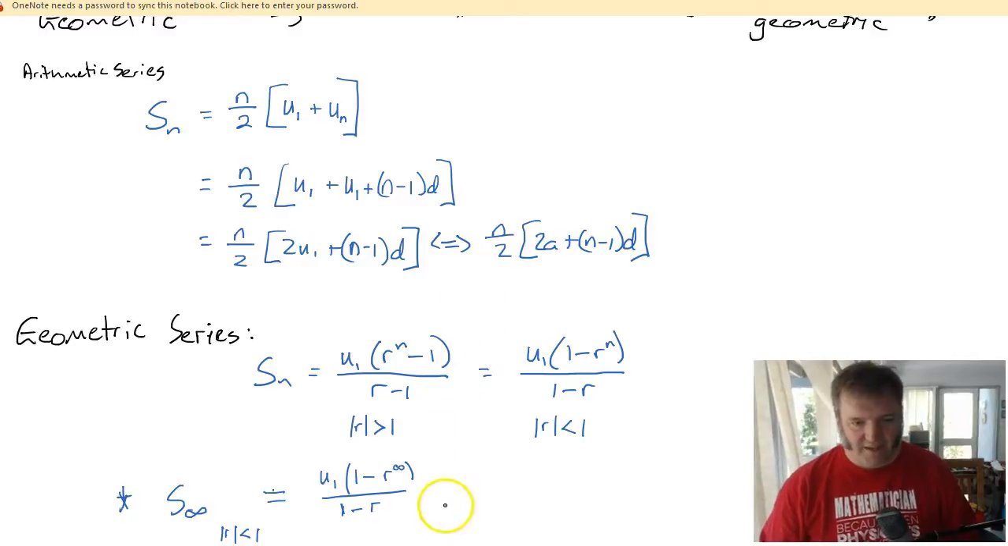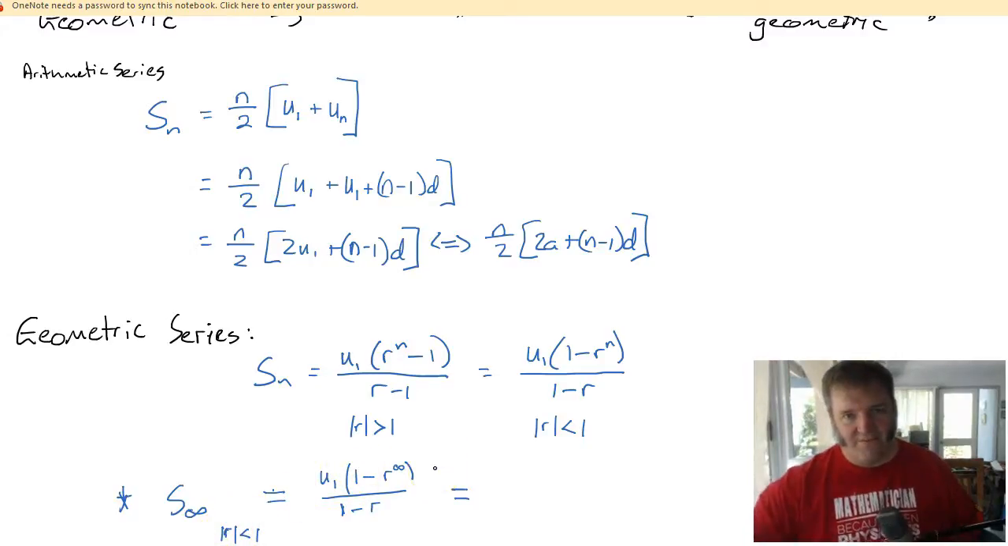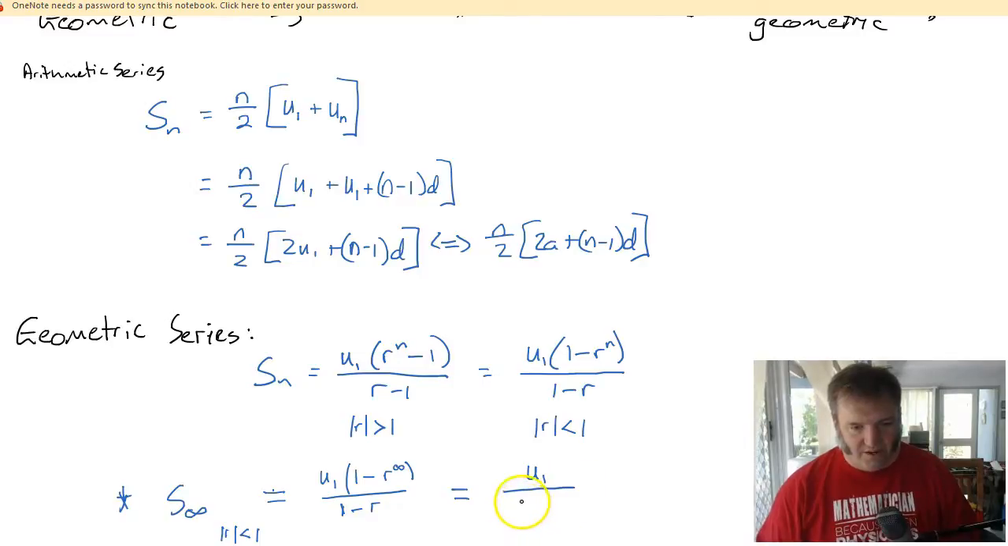So that means, in this case, if the magnitude of my ratio is less than 1, then I can find the sum of the infinite series, the series that just keeps on going forever. And it's a nice and simple rule. It's actually the easiest of all of them. U1 over 1 minus r.